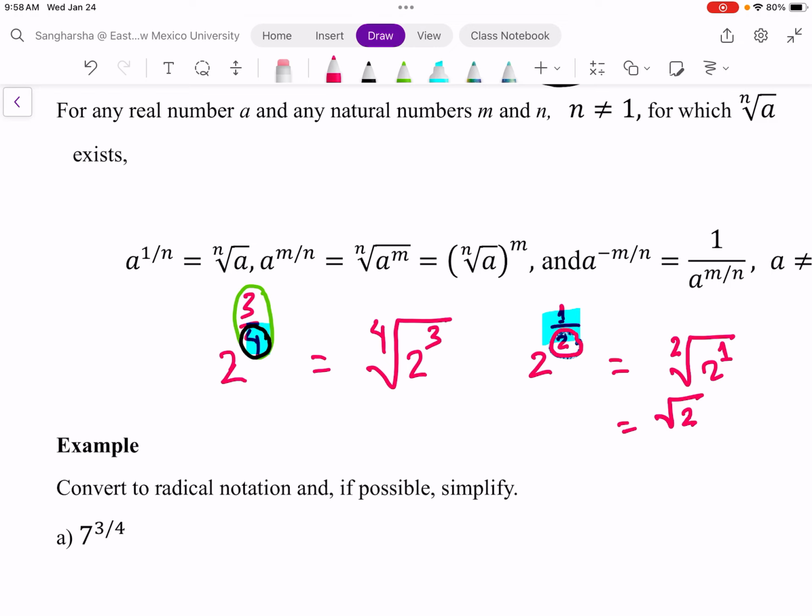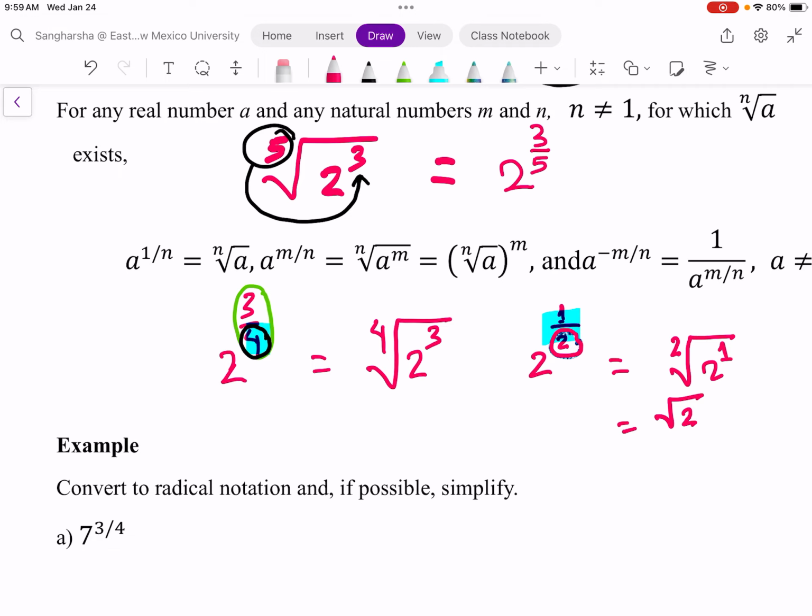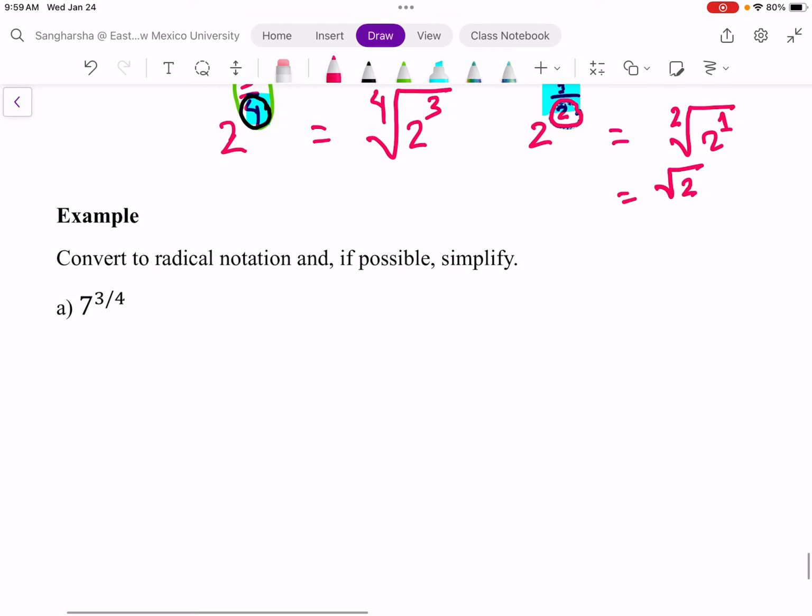If you have a radical expression, let's say you have the fifth root of 2 to the power 3, then you can rewrite this expression without a radical sign, and in that case your index will be the denominator of the exponent. So this is 2 to the power 3 over 5. So your index is the denominator. Now let's do some examples.